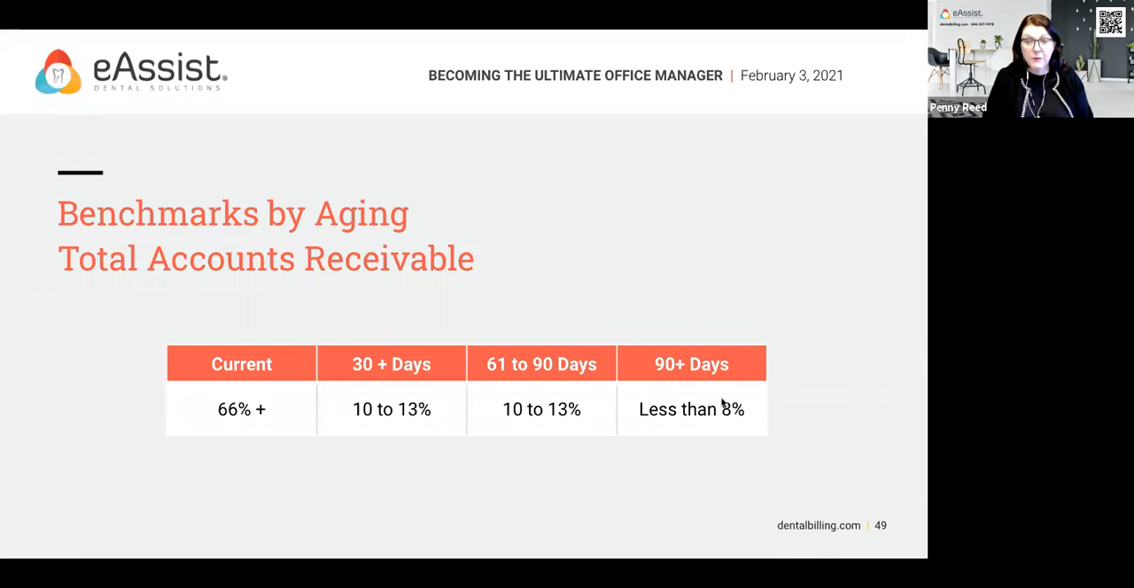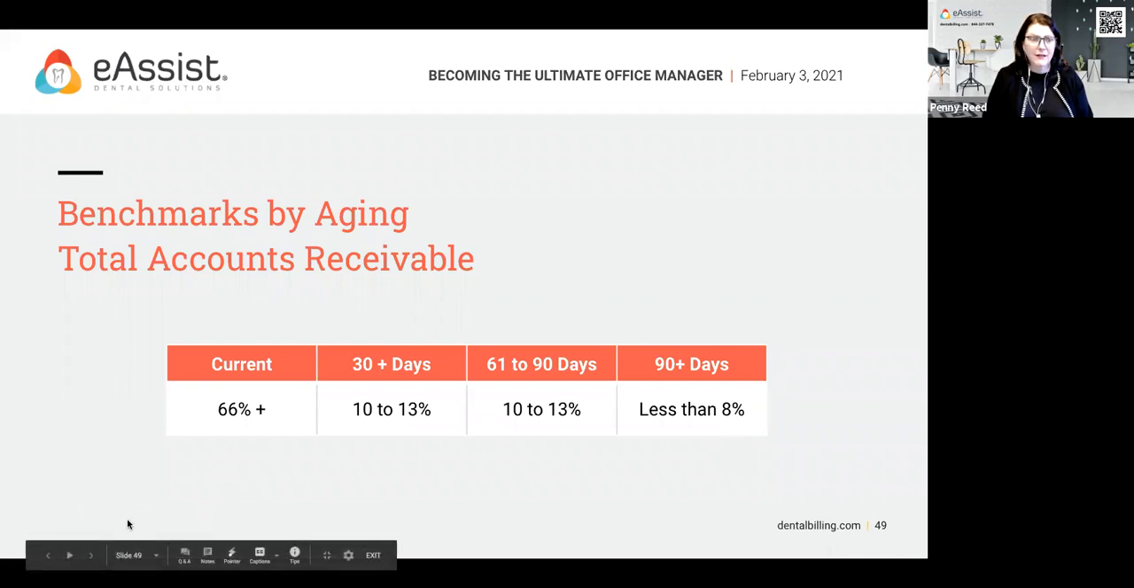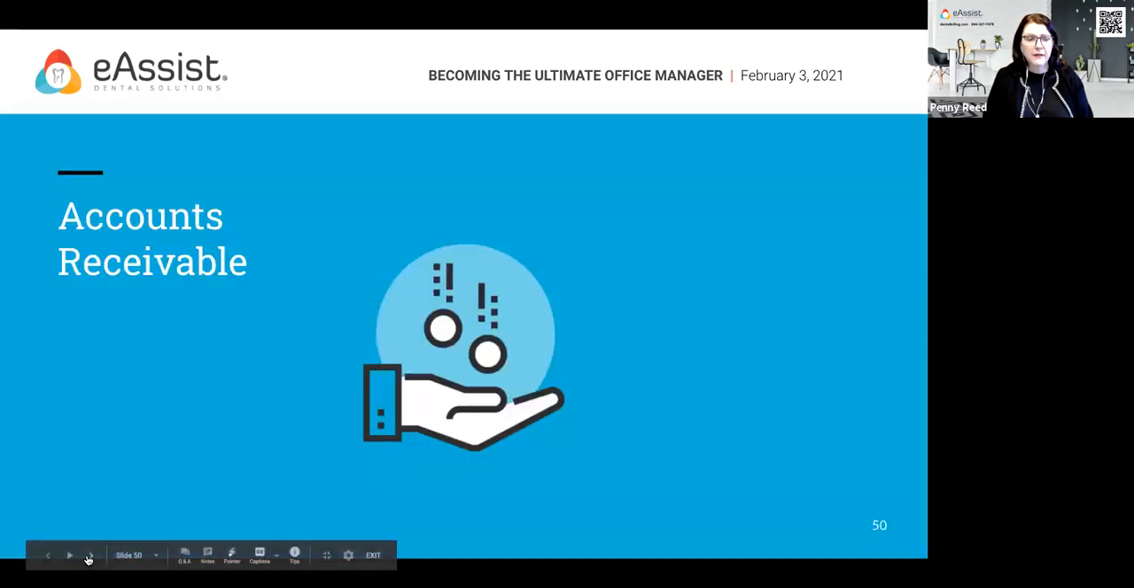So we want to be sure, again, this is overall receivables, that it is less than 8%. If it's not, then it may be time to do a little cleanup. Go in and look at whether you've got balances that have been out there for years and years. Some of those may not be collectible. But go in and look to see what truly is, and we've got a few tips coming up for you on managing that.